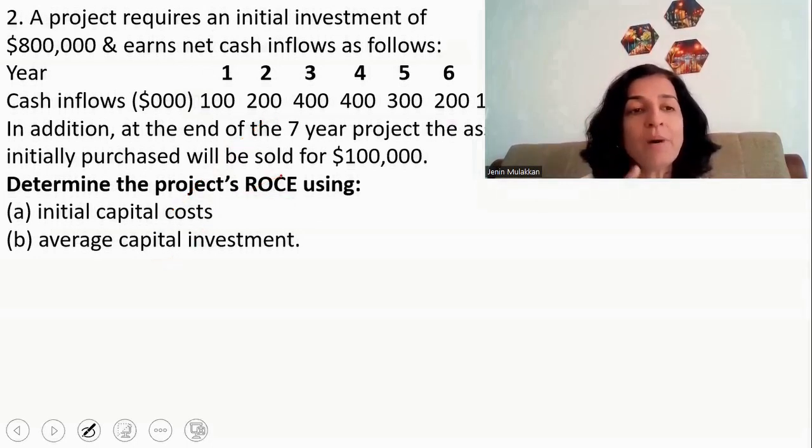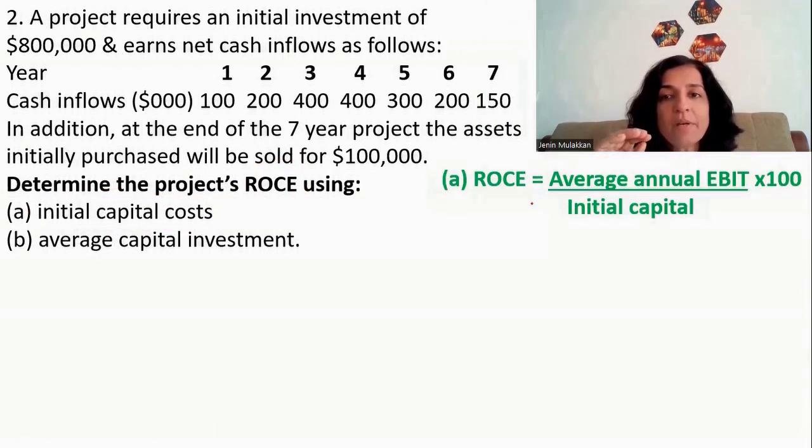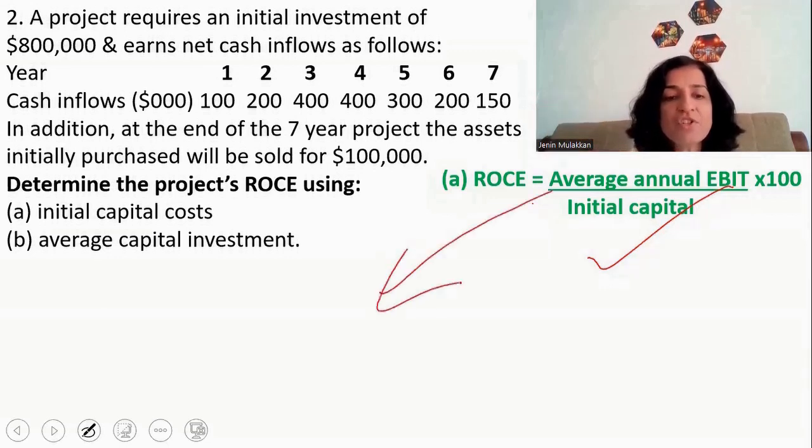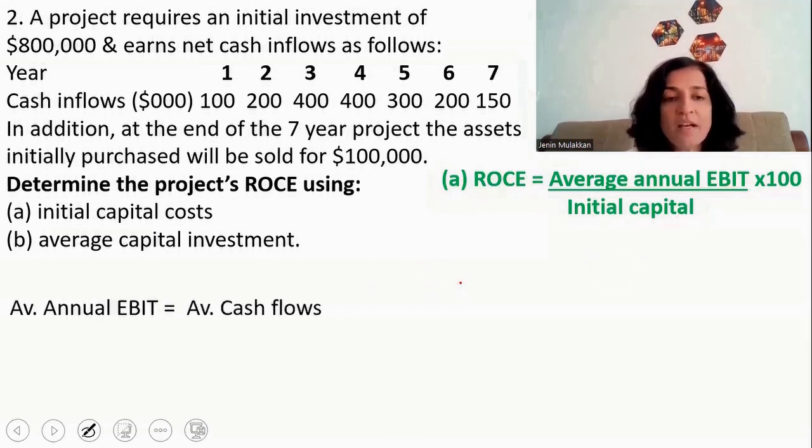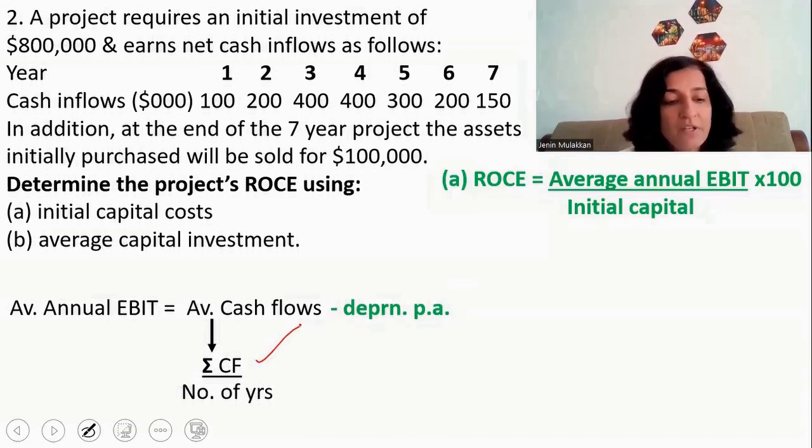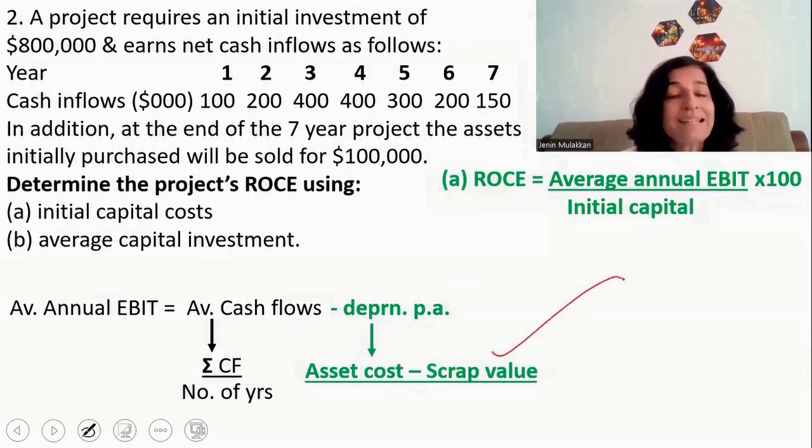So we will first tackle part A, that is calculating return on capital employed using initial capital. So the formula for return on capital employed using the initial capital is average annual EBIT divided by initial capital into 100. And average annual EBIT is given by the formula average cash flows minus depreciation per annum. And average cash flows is nothing but sigma cash flows, that's the total of the cash flows, divided by number of years. And as for depreciation, adopting the straight line method, it is the asset cost minus the scrap value divided by the useful life.